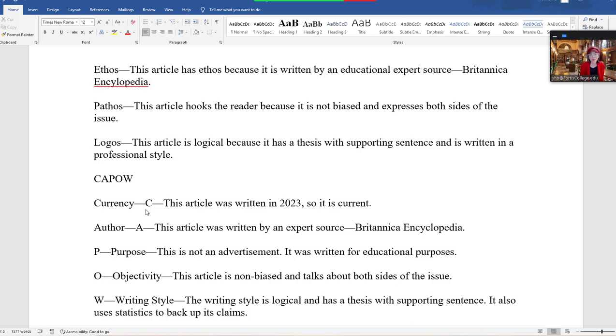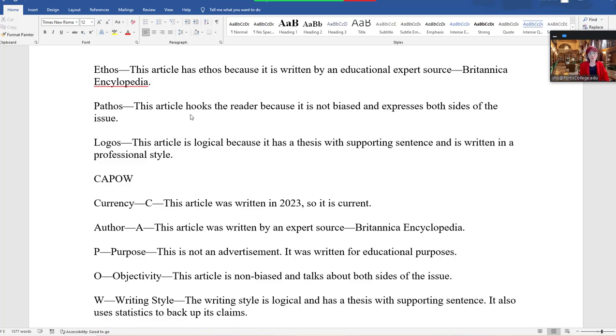Currency: this article was written in 2023, so it is current. Author: this article was written by an expert source, Britannica Encyclopedia. Purpose: this is not an ad. It was written for educational purposes. Objectivity: this article is non-biased and talks about both sides of the issue. Writing style: the writing style is logical and has a thesis statement with supporting sentences. It also uses statistics to back up its claim.